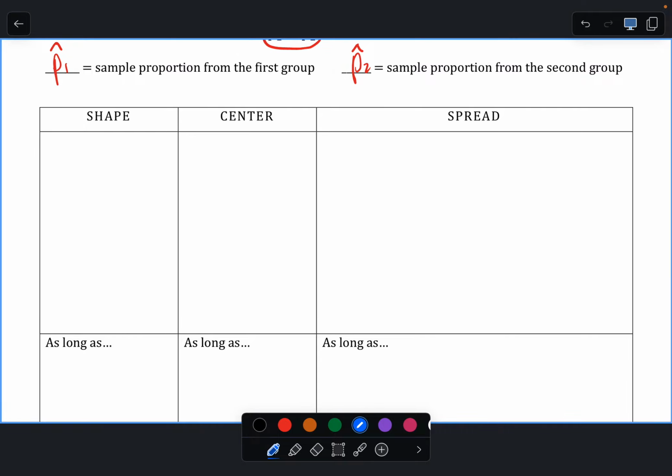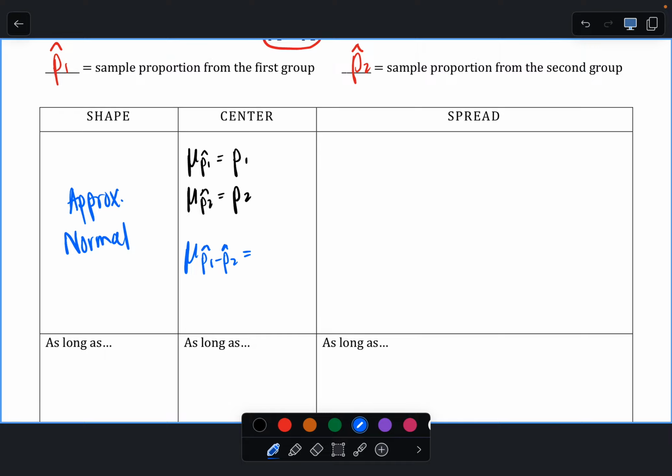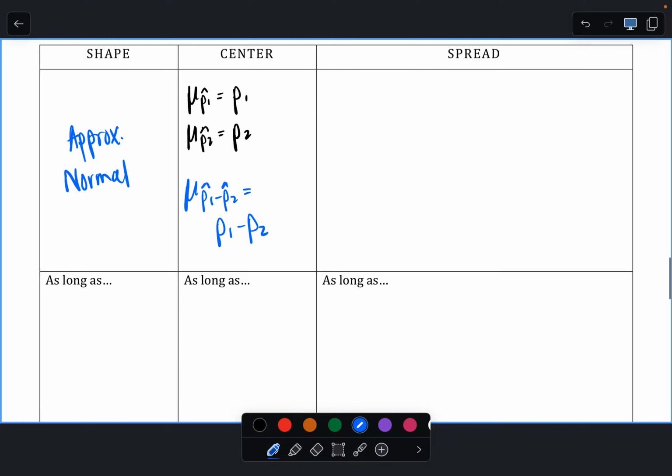Now, with these notations, I'll take it step by step. We want the shape to be approximately normal. The center is going to come from p1 if I have one population, and if I have two populations, that's going to be p1 minus p2. So if I want the combined p1 hat minus p2 hat, I need to be doing p1 minus p2. Now, the part in black is not the important part. That is not part of the formula.